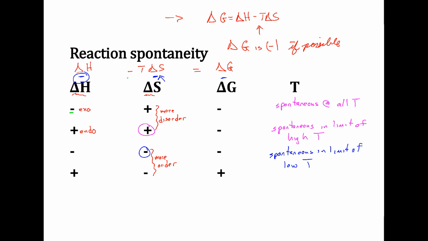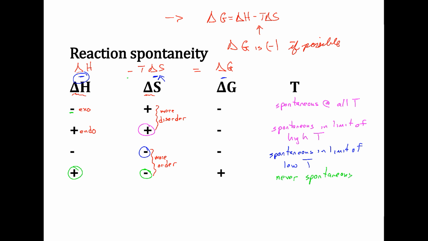In our last example, from more of a qualitative view, is what happens if you have a positive delta H, so it's endothermic, so it costs energy, and a negative delta S, meaning it's becoming more ordered. We'll come to find out if you have a positive delta H and a negative delta S, this will never be spontaneous.